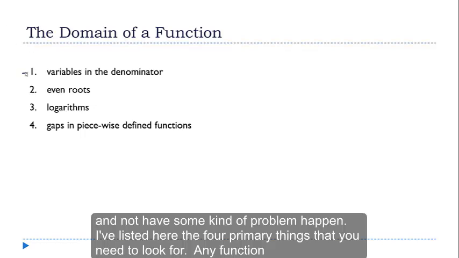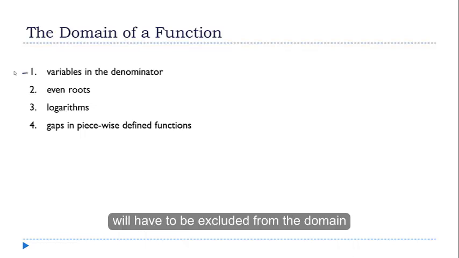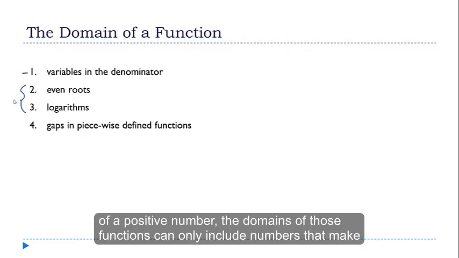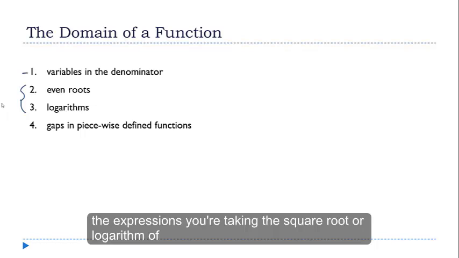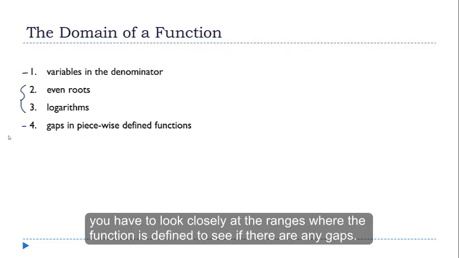Any function with a variable in the denominator will be undefined for numbers that make the denominator 0, so those numbers will have to be excluded from the domain. Since you can only take the square root or the logarithm of a positive number, the domains of those functions can only include numbers that make the expressions you're taking the square root or logarithm of positive. And finally, with piecewise defined functions, you have to look closely at the ranges where the function is defined to see if there are any gaps.